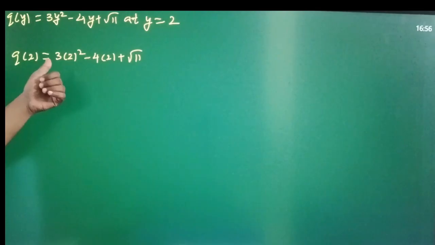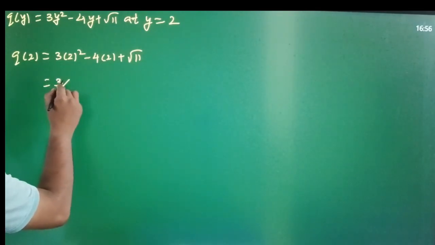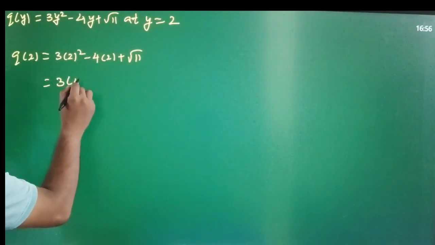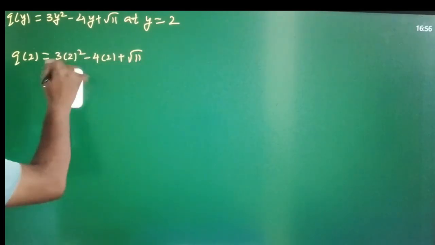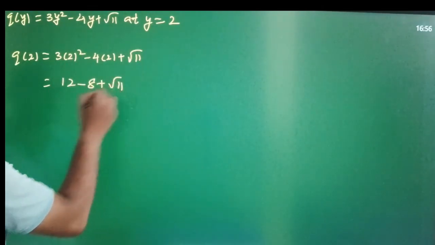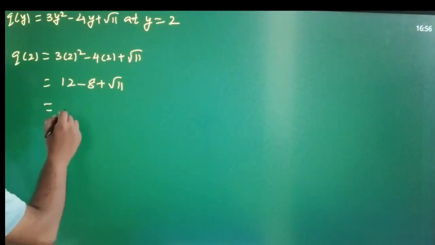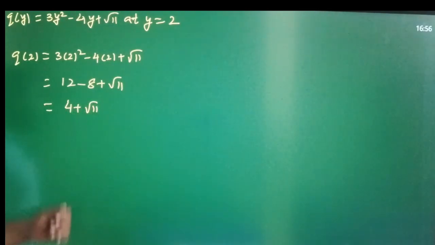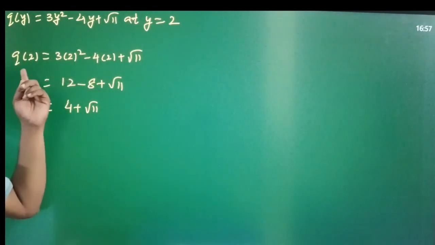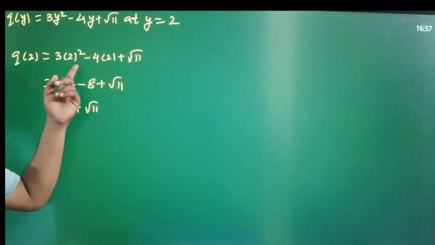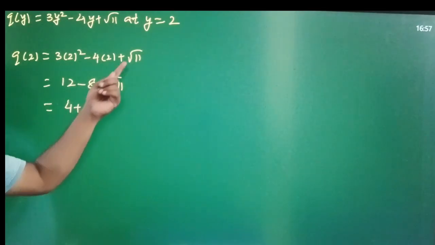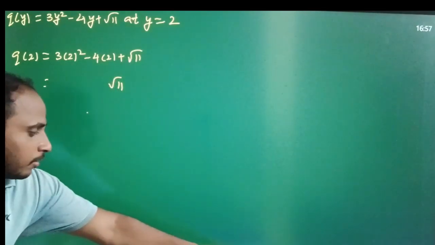Here 2 square value is 4. Now 3 into 4 is 12. Minus 4 into 2 is 8, plus root 11. Here 12 minus 8 is 4. So the value is 4 plus root 11.